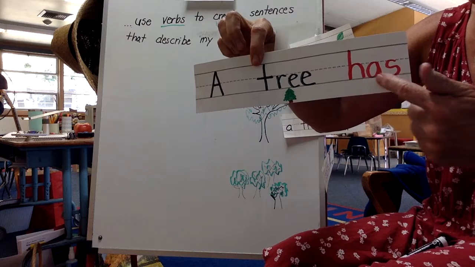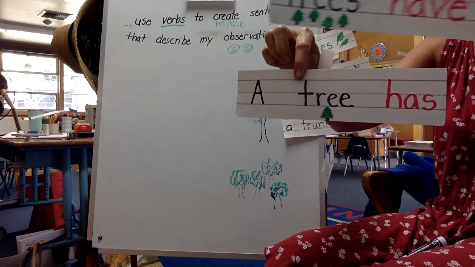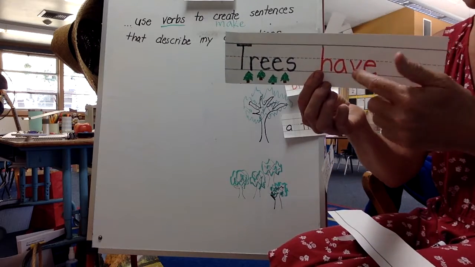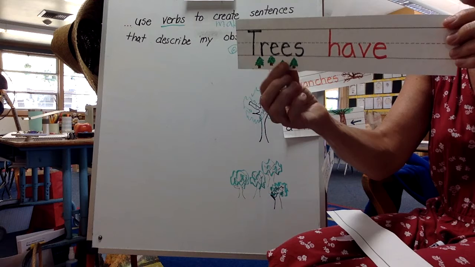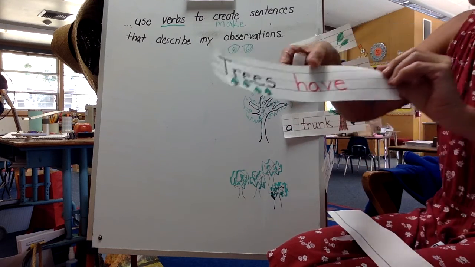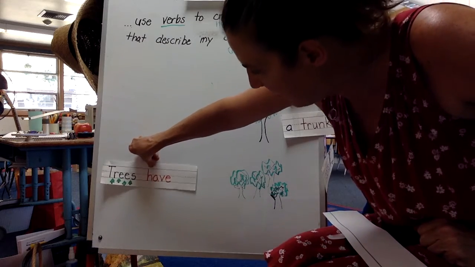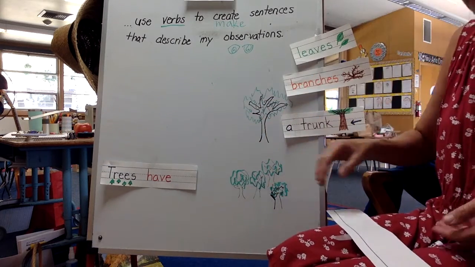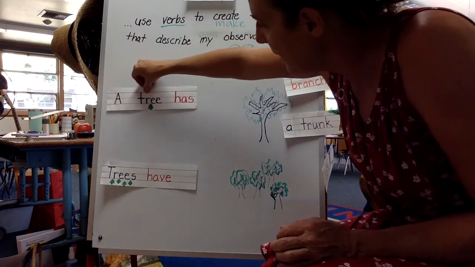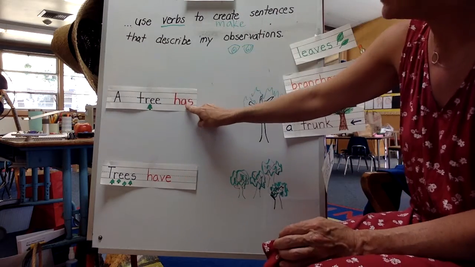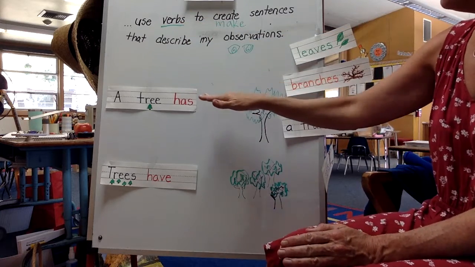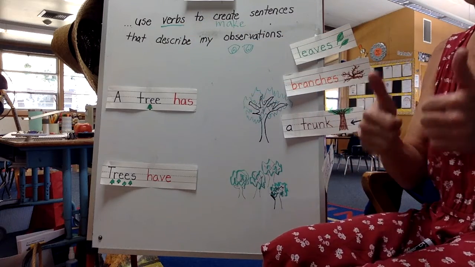A tree has. Now, what you're going to notice is when we change it to more than one tree, trees, this word right here, has, is going to change. Look at it. It doesn't say has. When it's more than one tree, lots of trees, we say trees have. So down here I'm going to put trees have next to the group of trees, and a tree has up here. Now the red word has and the red word have, that's the verb. If you use the verbs correctly, you make a really good sentence.